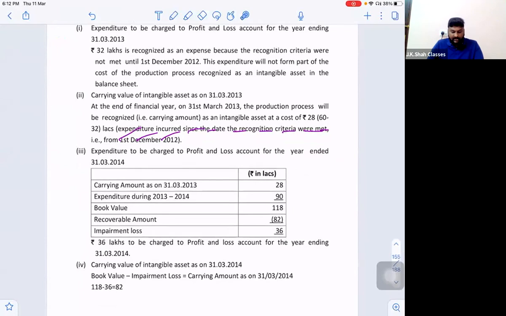Correct? And lastly, the carrying value of the intangible asset on 31st March. So what will be carrying amount? 118 minus 36, 82 lakh will be the carrying amount, which is nothing but the fair value of this. So book value minus impairment loss, that is equal to carrying amount. So 118 minus 36 equal to 82 lakhs. That is the book value of the asset on 31st of March 2014.